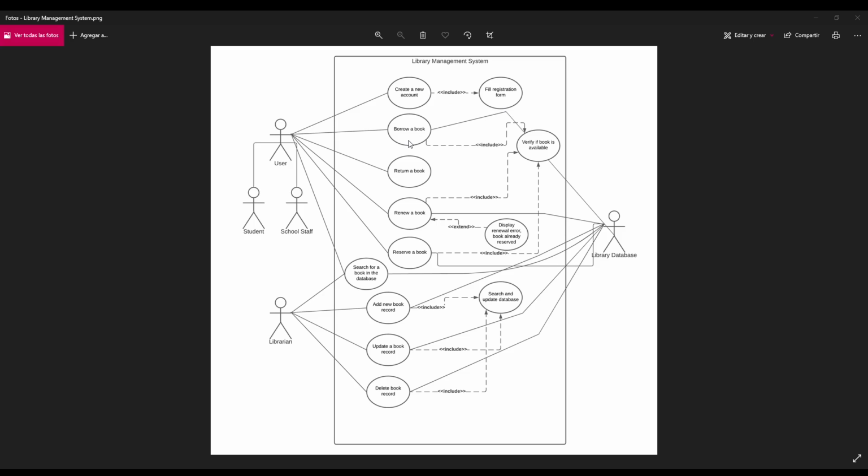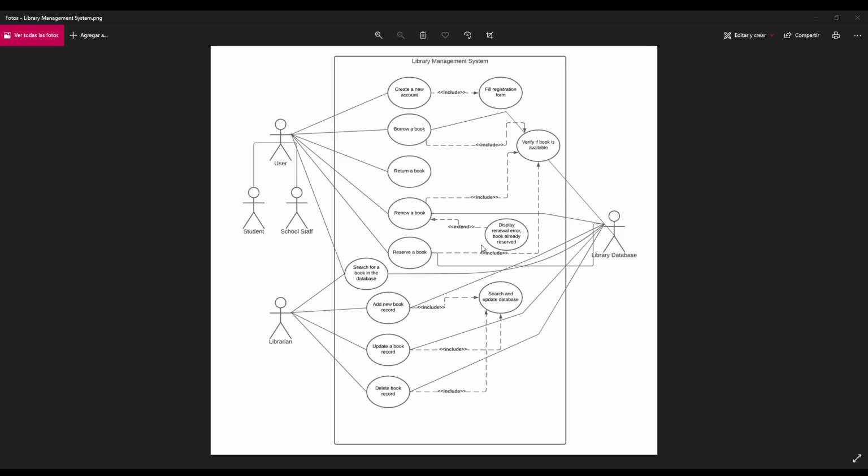We also have borrow a book. That could be another use case that a library system will have. We can also return a book, renew a book, and also reserve a book. The main difference is that in the case of renewing a book, we also have an extend relationship. The extend relationship means that it will not always display this use case. In some cases, when certain criteria are met, these use cases will be displayed. In this case, display a renewal error, book already reserved.